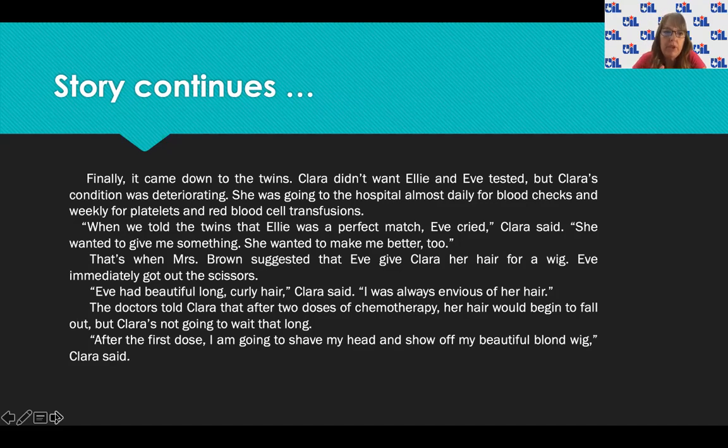So again, we have our transitions flowing into our direct quotes. Mrs. Brown suggested that Eve give Clara her hair for a wig. We have a quote about that. And again, it's got some emotion tied to it. And then we have Clara talking about when her hair is going to fall out. And then the quote that talks about how she's going to shave her head.